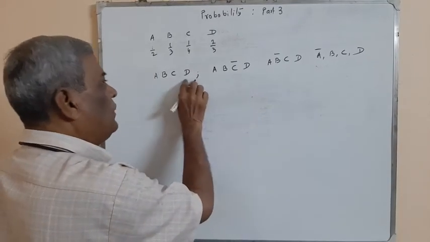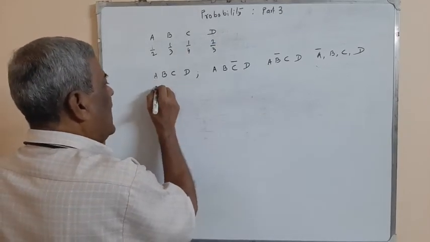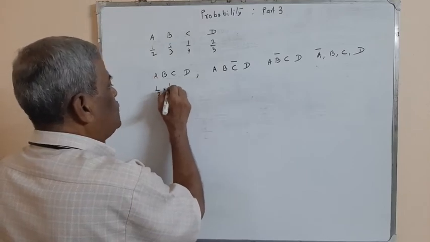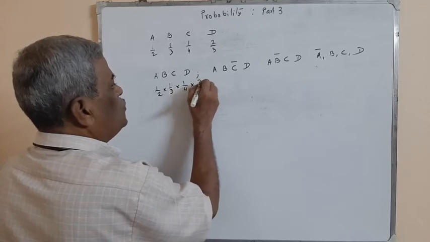In this case, he passed all of them. The probability of that is half into B, which means 1 by 3, into C, which means 1 by 4, into D, which means 2 by 3.